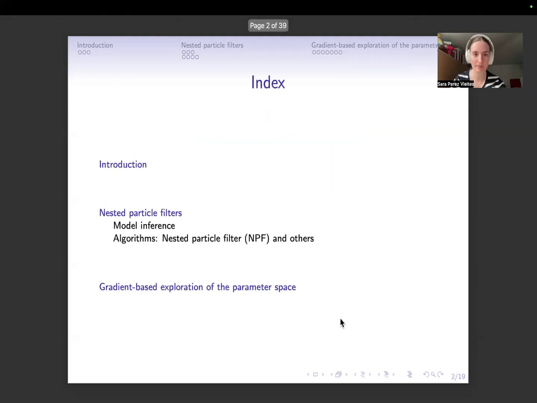Okay, so I want to first give a brief introduction to the setting we are interested in, explaining parametric state space models and what is usually done in this kind of setting, the state of the art, both for state tracking and also parameter estimation. And then I will focus more on the framework of nested particle filters, that is the one that we are building on.